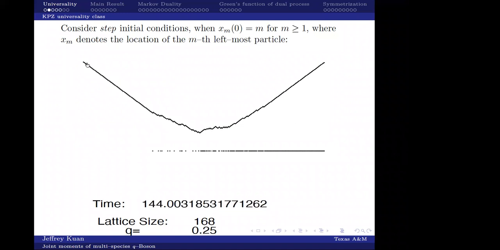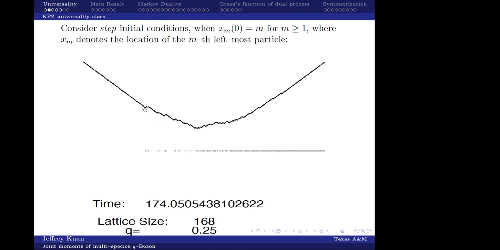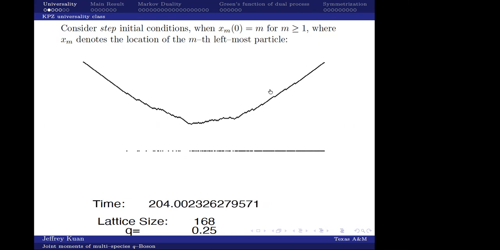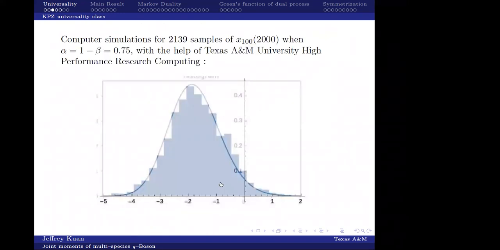And as it evolves, you can see it's this random, jagged curve. So it fluctuates around a parabola. And we're interested in knowing what the fluctuations are. Okay, so I'll talk about that on the next slide. Actually, 2 slides. So yeah, so these are the fluctuations.